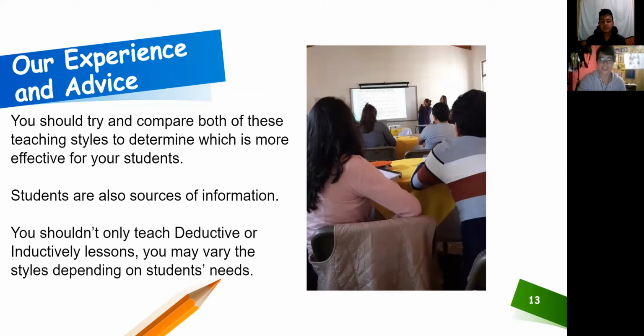Yes. So my advice will be that inductive teaching tends to be more efficient in the long run. It will take you time to get results, faster results, but it is more effective. However, deductive teaching is less time consuming. So keep in mind your objectives. Try and compare both and see which one works better for you. Yeah, that's right.